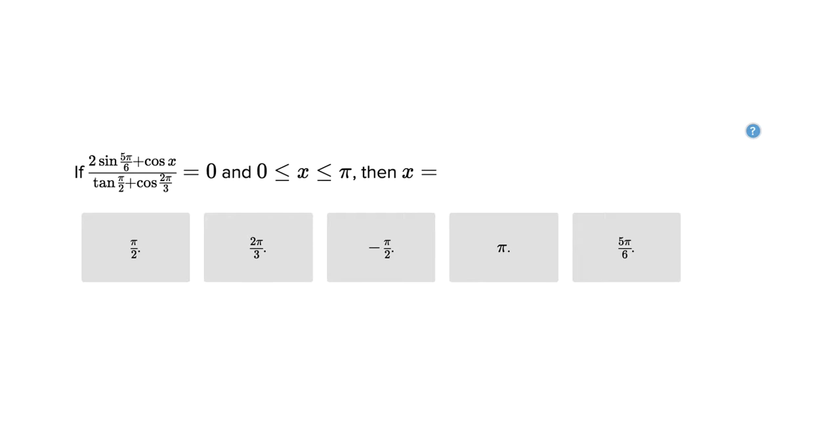This is an ACT math test question that is asking us to evaluate this pretty complicated equation found here. We've got 2 sine of 5 pi over 6. Well, we know right away that sine of 5 pi over 6, from our unit circle, is 1/2.